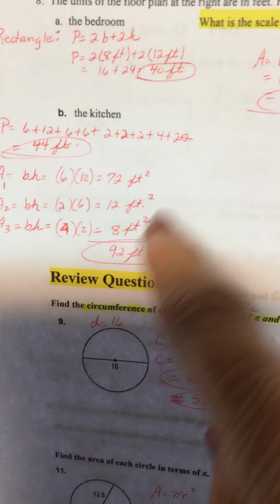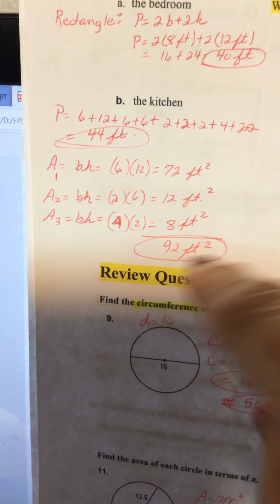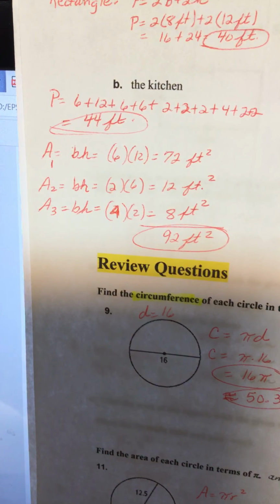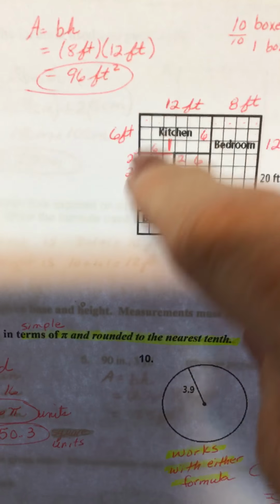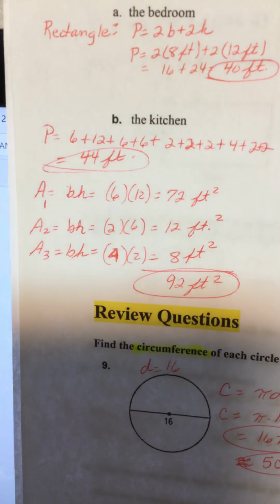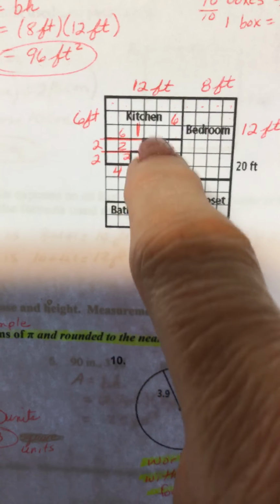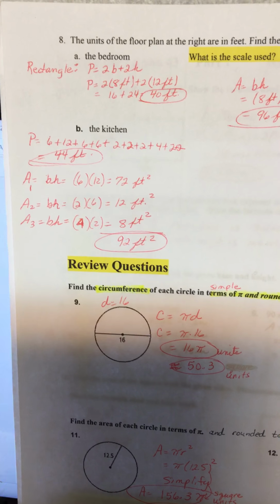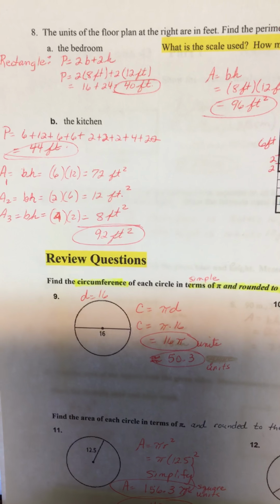Now see how I did my area? I did my area as if it were 3 different rectangles, and then I added those up when I got to the end of the problem. So this rectangle had a base of 12 and a height of 6. This one had a base of 6, height of 2. This had a base of 4, height of 2. And so I computed those other areas, and I simply added those up. That was 92 feet squared.